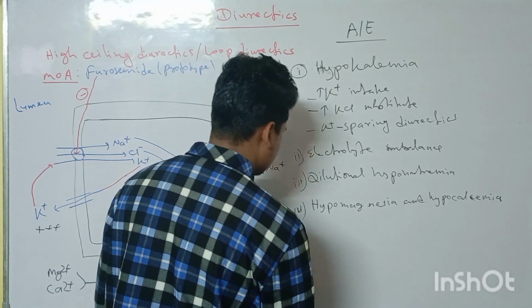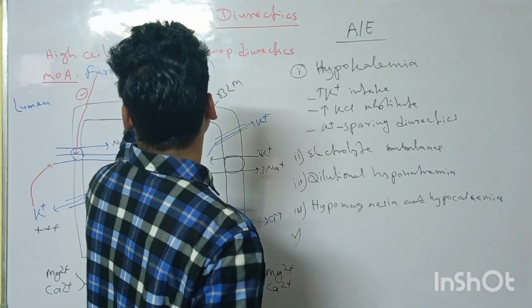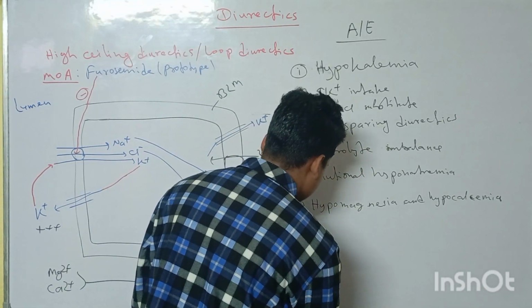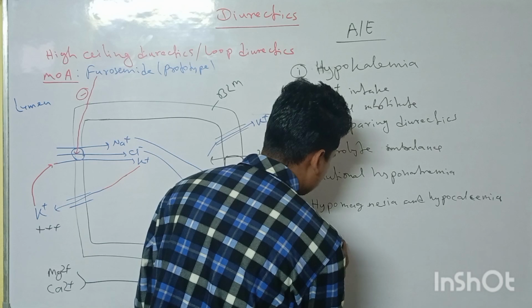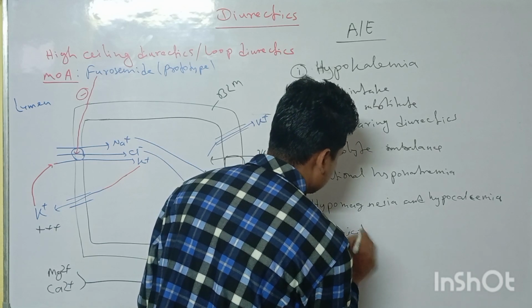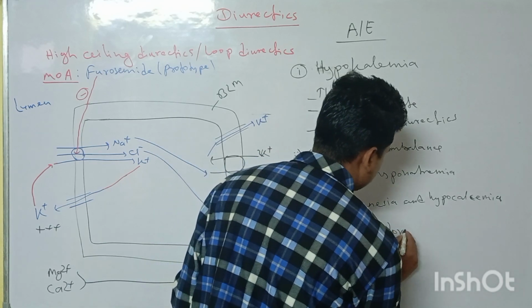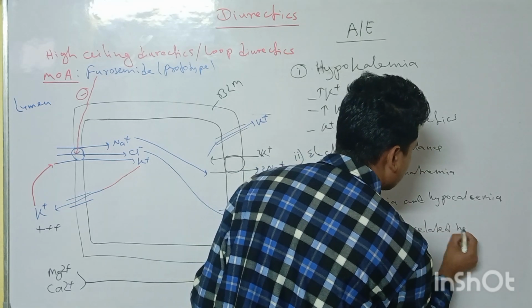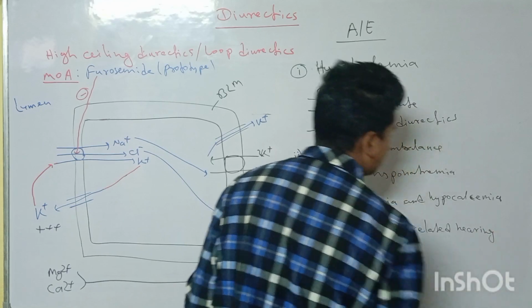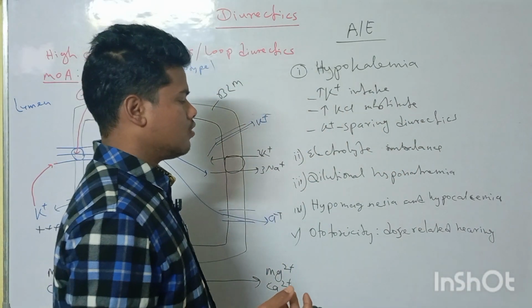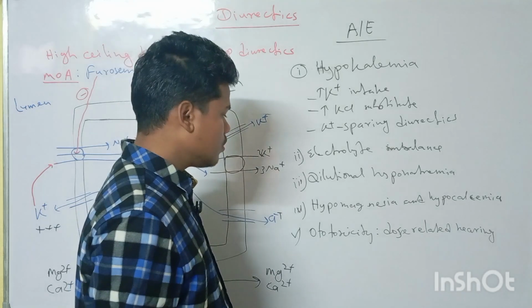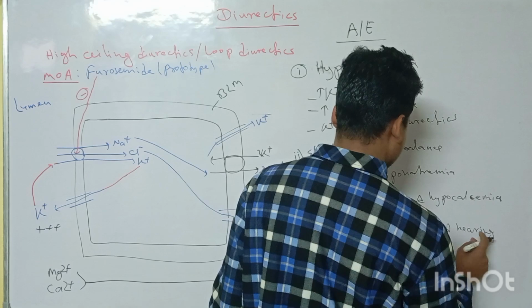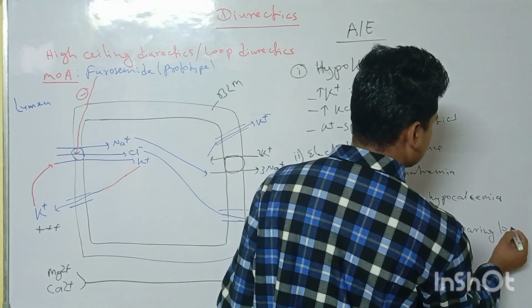And a very important adverse effect of furosemide is ototoxicity, that is dose related hearing loss. If the drug is used for a prolonged period or in high dose, there will be loss of the hearing, dose related hearing loss.